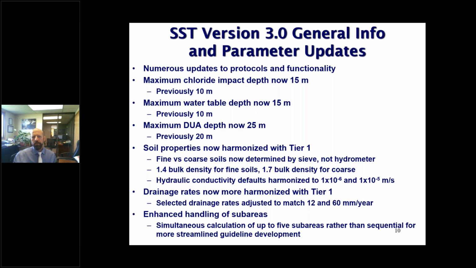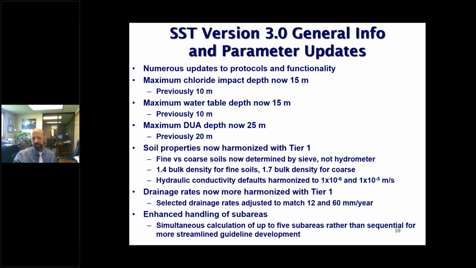Some of the important ones, but easy to describe, are things like chloride impact depths can now go to 15 meters instead of 10. Water table depth can now be described down to 15 meters instead of 10. The maximum DUA depth relaxed to 25 meters instead of 20 meters. And one important thread through this version of the tool is there's been a strong emphasis on harmonization with Tier 1 guidelines. So for instance, fine versus coarse soils is now determined by the sieve analysis rather than hydrometer.